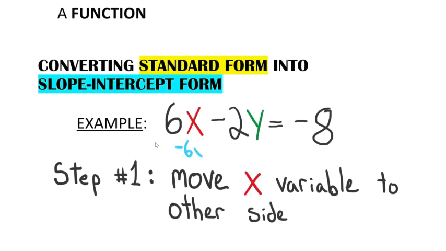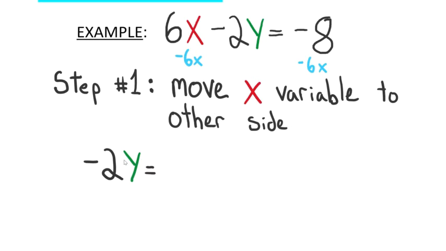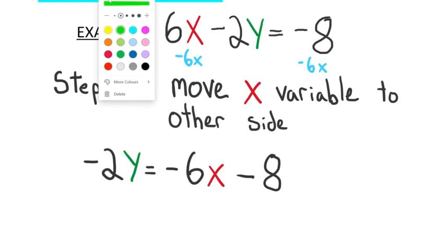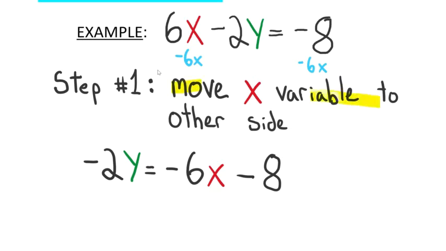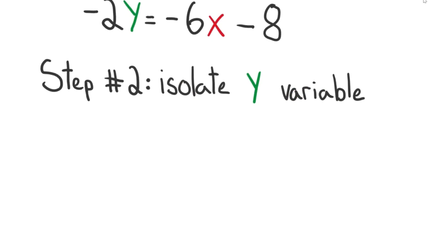So if we subtract 6x from this side of the equation and subtract 6x from this side of the equation, we now have -2y equals -6x minus 8. So we've done step 1, moving the x variable to the other side. There we have step 1.